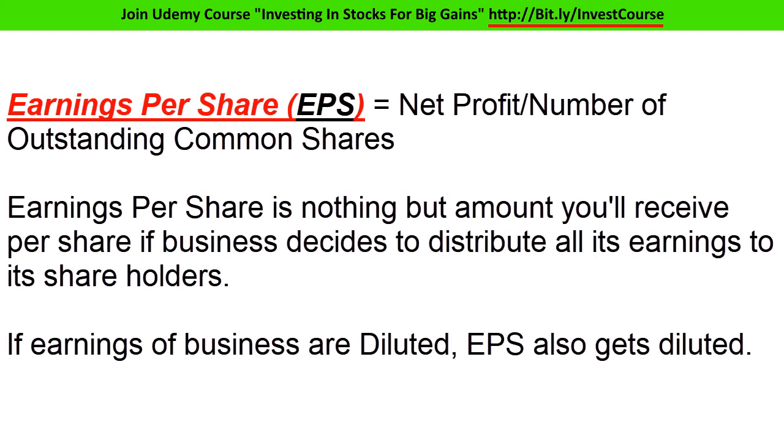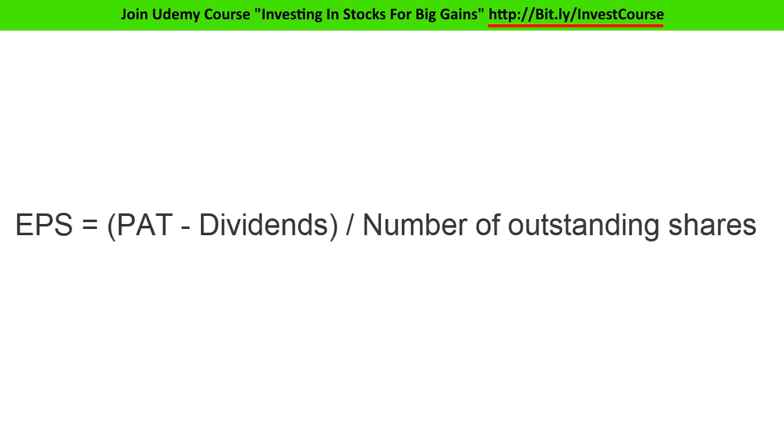We can calculate earnings per share from net profit by dividing it by the number of outstanding common shares. Earnings per share is nothing but the amount you will receive per share if the business decides to distribute all its earnings to its shareholders. If the business has provided dividends, then the formula for EPS changes a little. Now EPS equals profit after tax minus dividends divided by the number of outstanding shares. Always keep in mind, when you are looking at net profit and EPS, you are kind of looking at the same number. Personally, whenever I have to make a choice between EPS and net profit, my preference always goes to net profit.